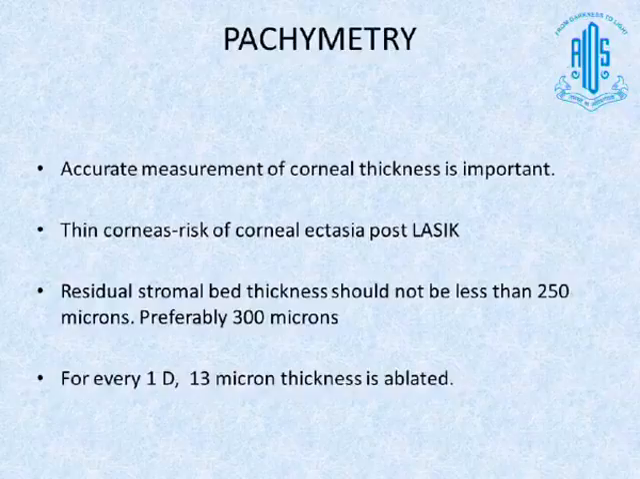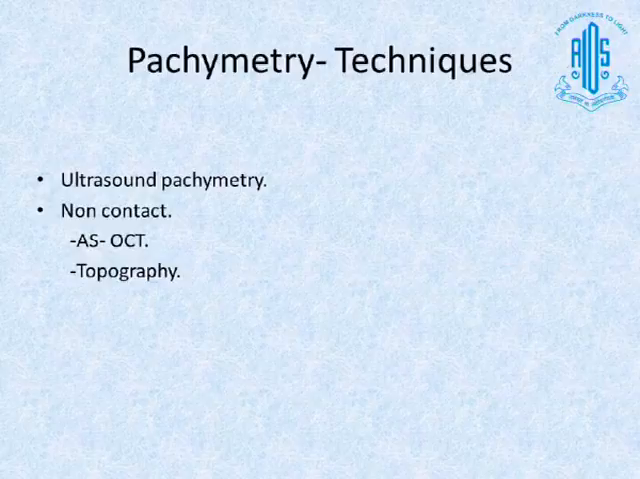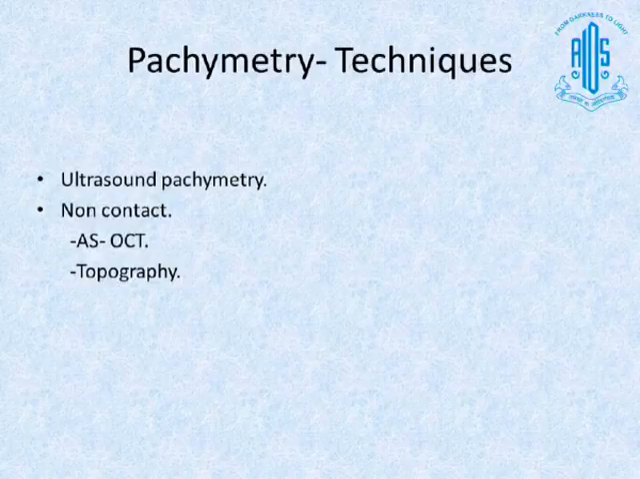So that's being safe. And the amount of tissue removed per diopter of treatment would depend upon what machine you're using and what the software is, and most importantly, what the optical zone is. As the optical zone increases, the amount of tissue that's ablated also goes up per diopter. So calculate that accurately. Pachymetry techniques can be ultrasound, which is still the gold standard. Non-contact would come from ASOCT. It could come from topographies, which are very accurate too.